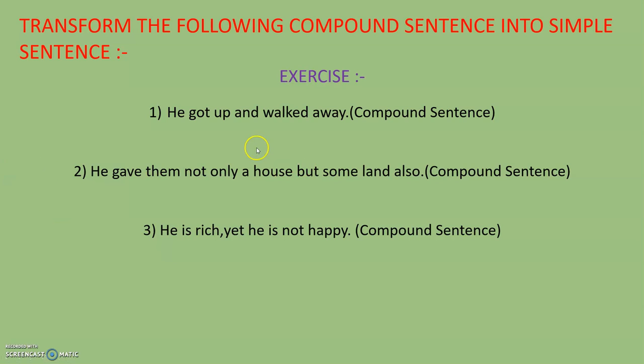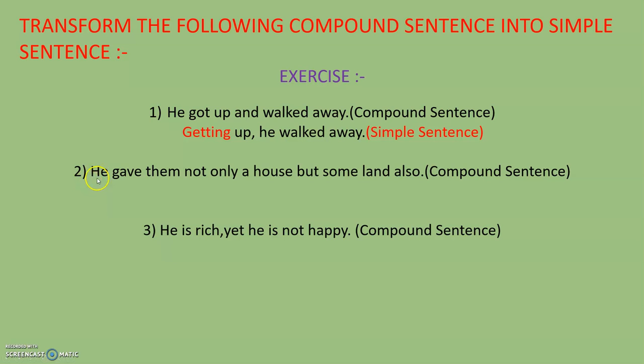Now let's look at the sentence. He got up and walked away. It's a compound sentence because he got up, he walked away, both are independent clauses, no? Now you have to remove the conjunction. So how do we put it? Can you think of an answer? The answer is: getting up, he walked away. This becomes a simple sentence. Getting up, he walked away.